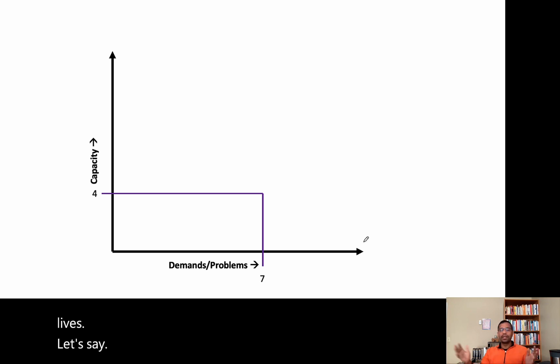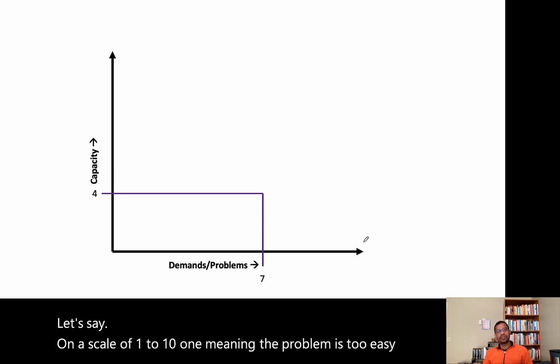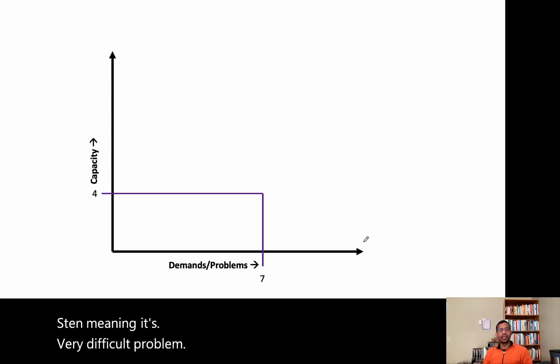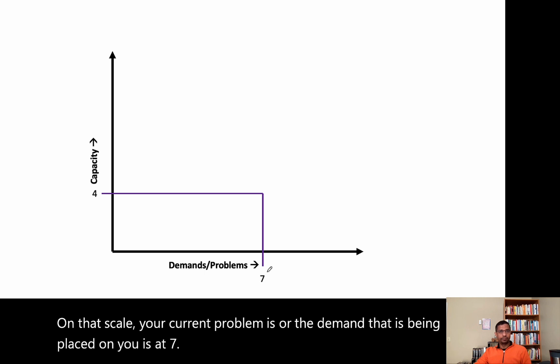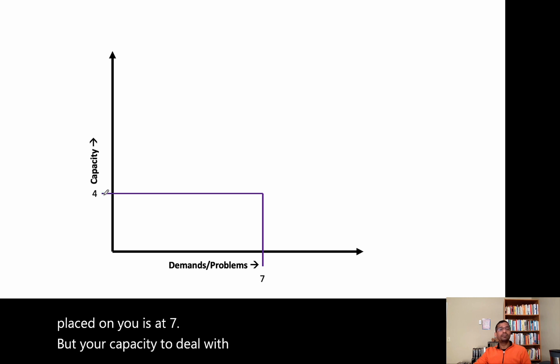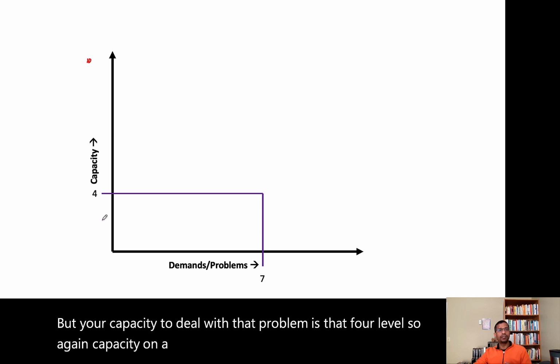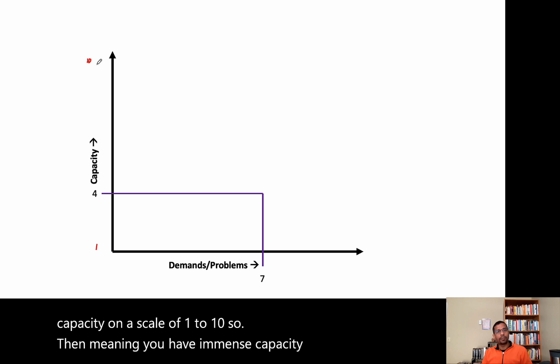So, let's say on a scale of 1 to 10, 1 meaning the problem is too easy, and 10 meaning it's a very difficult problem that you have in your life. Let's say on that scale, your current problem, or the demand that is being placed on you, is at 7. But your capacity to deal with that problem is at a 4 level. So again, capacity on a scale of 1 to 10. 10 meaning you have immense capacity, 1 meaning you have low capacity.